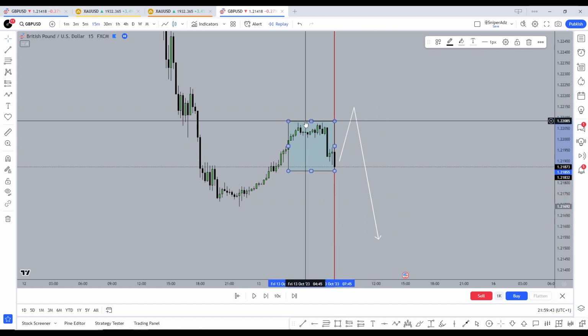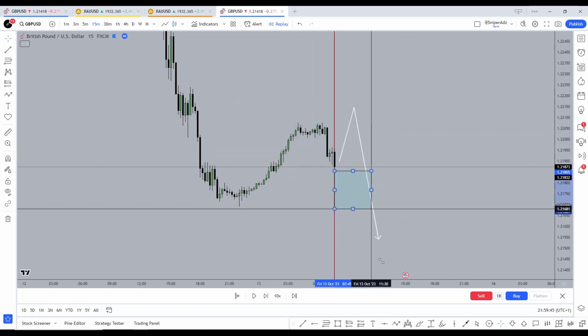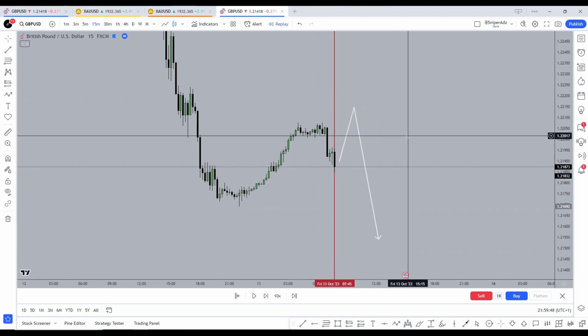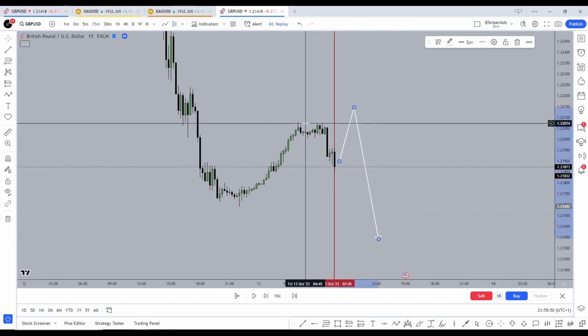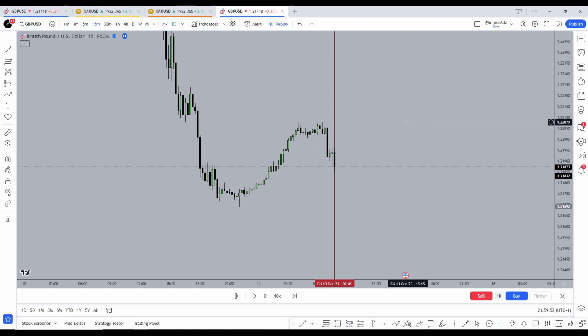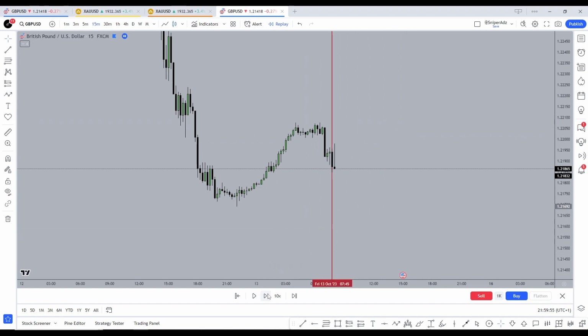This will be the accumulation phase. This will then become the manipulation, and then that will become the distribution. Okay, very nice, very simple. And the moment we sweep these highs, I will then drop down to the 1 minute time frame as my rule set for entry. So let's see how this goes.